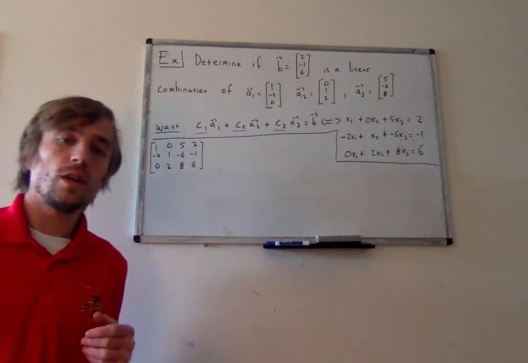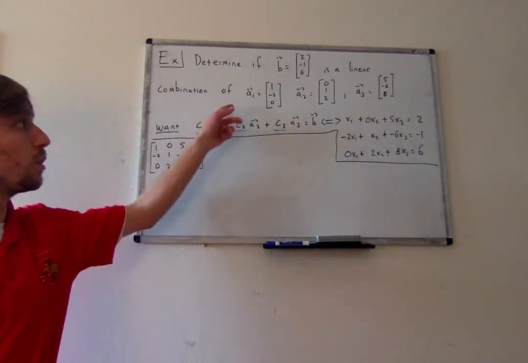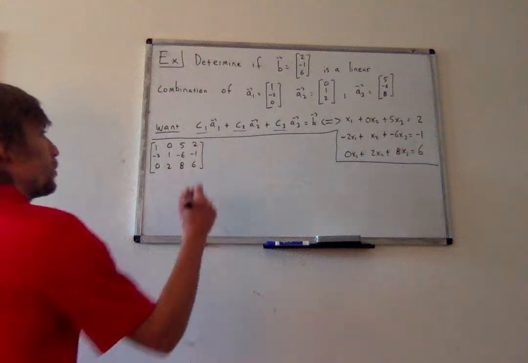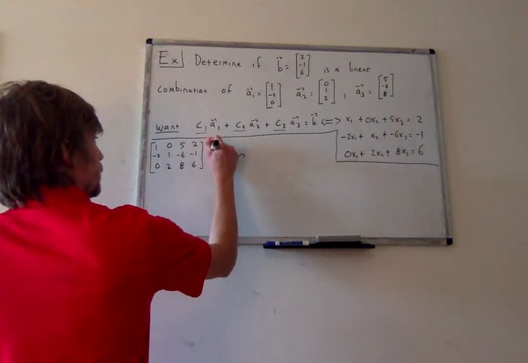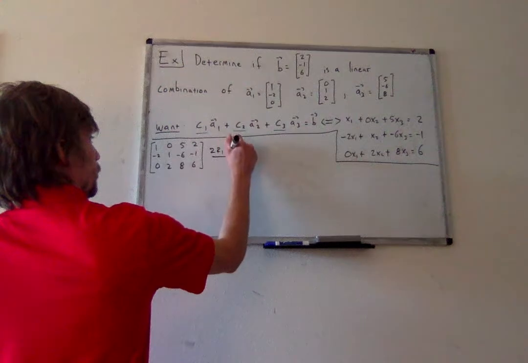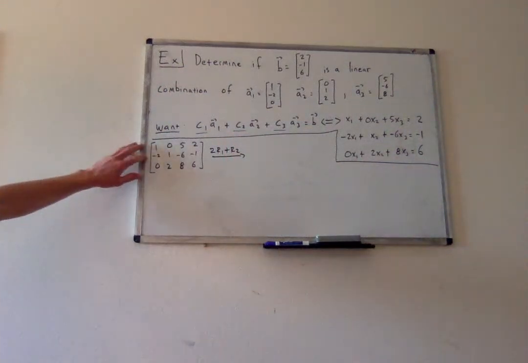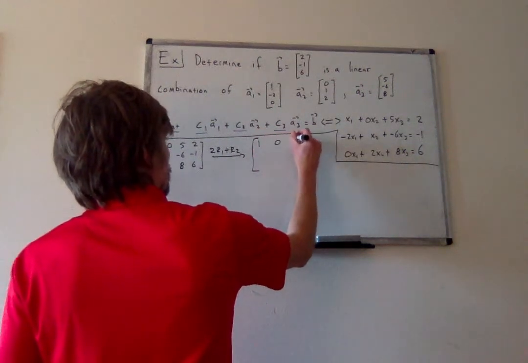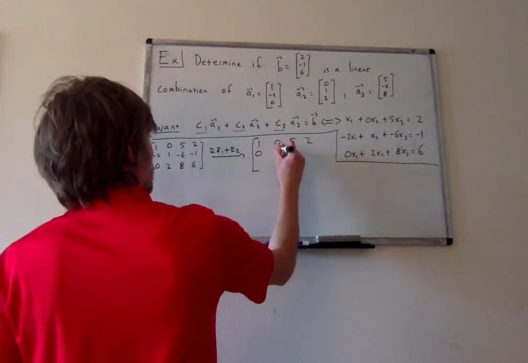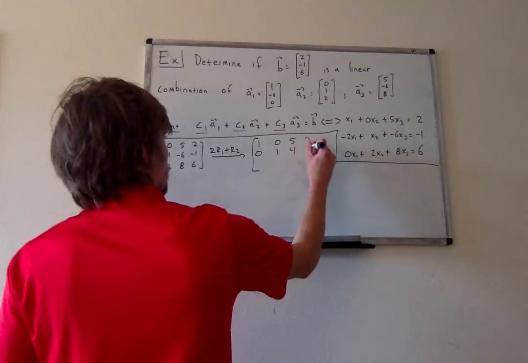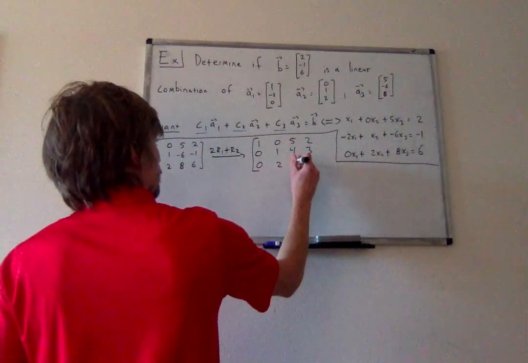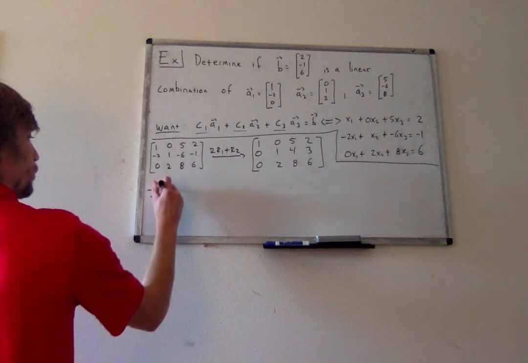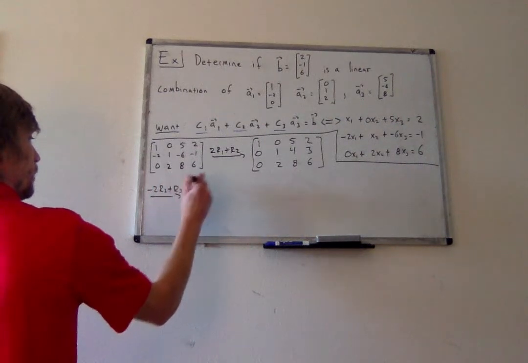If this system of equations does not have a solution, then we would conclude that B cannot be written as a linear combination of these three vectors. So let's row reduce this matrix. First I'm going to do 2 row 1 plus row 2 and replace row 2. And next I'm going to do -2 row 2 plus row 3 and replace row 3.